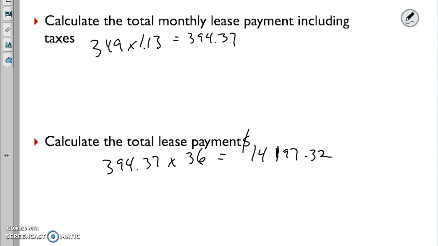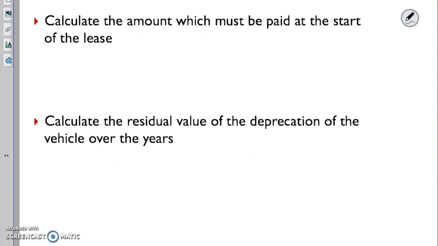Okay. Everybody with me, Daniel? Good? Yeah? Okay, what's the next question? Calculate the amount which must be paid at the start of the lease. Okay, well, at the start of the lease, you needed the down payment, which was $38.50. That's the down payment. You also need the deposit, which was $500.